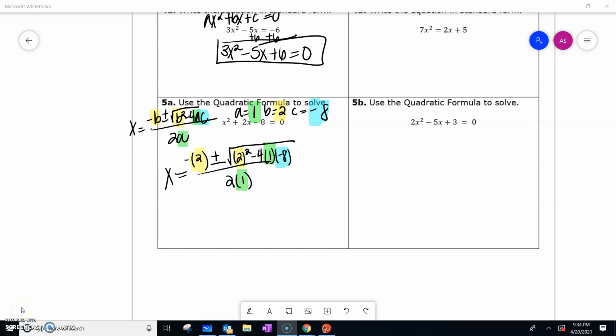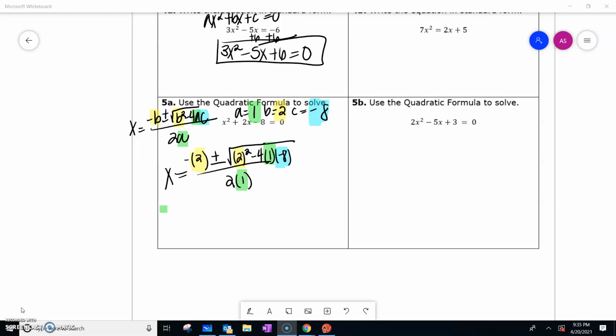All right, guys, I got cut off on the last part, so I'm going to finish out 5A and then we're going to move on to part B. We have our equation in the quadratic formula. So we're pretty much going to just simplify this out.